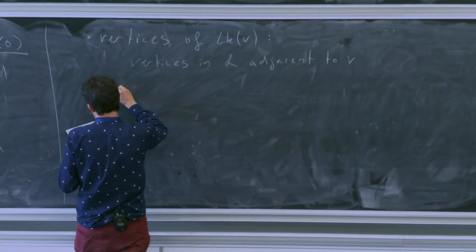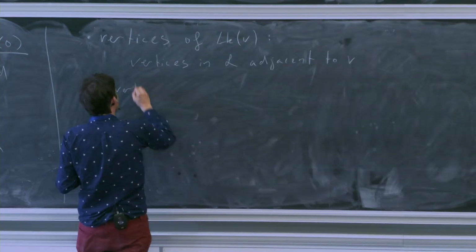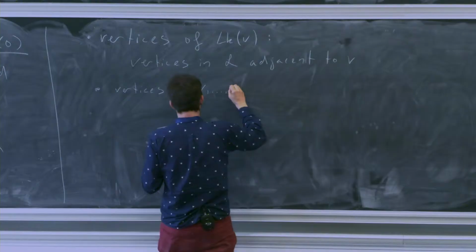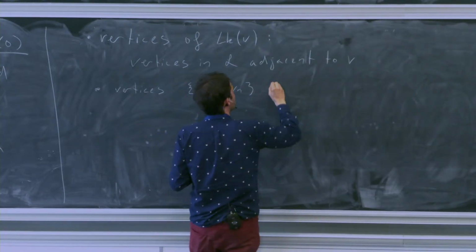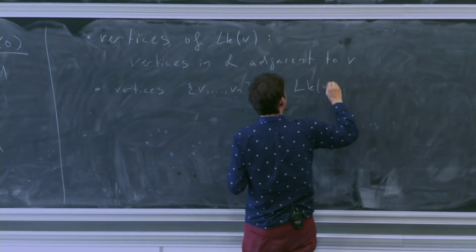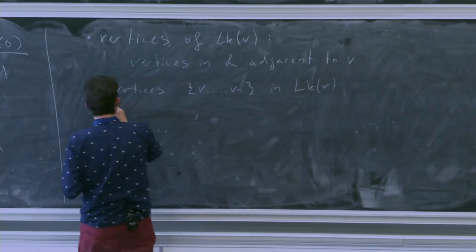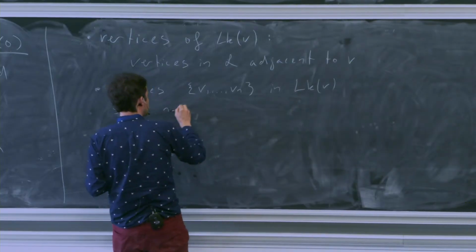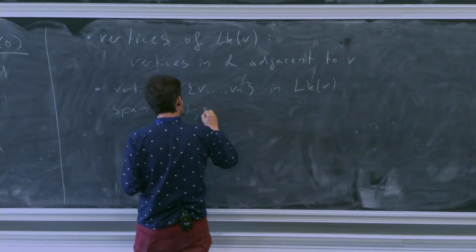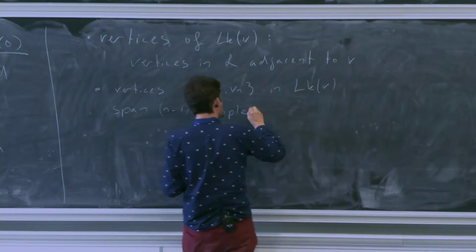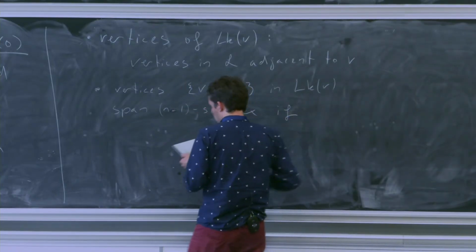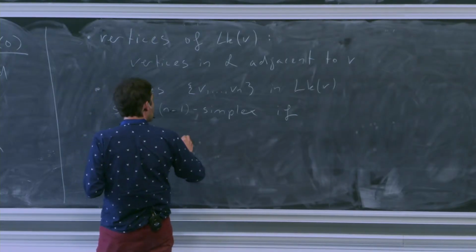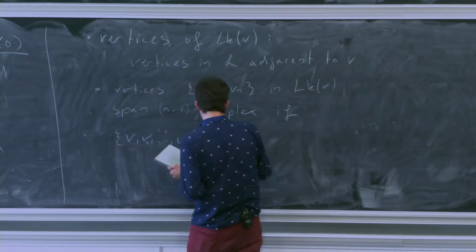So vertices V1 to Vn in the link of V span an n-1 simplex if the set of V1 to Vn are contained in an n cube.